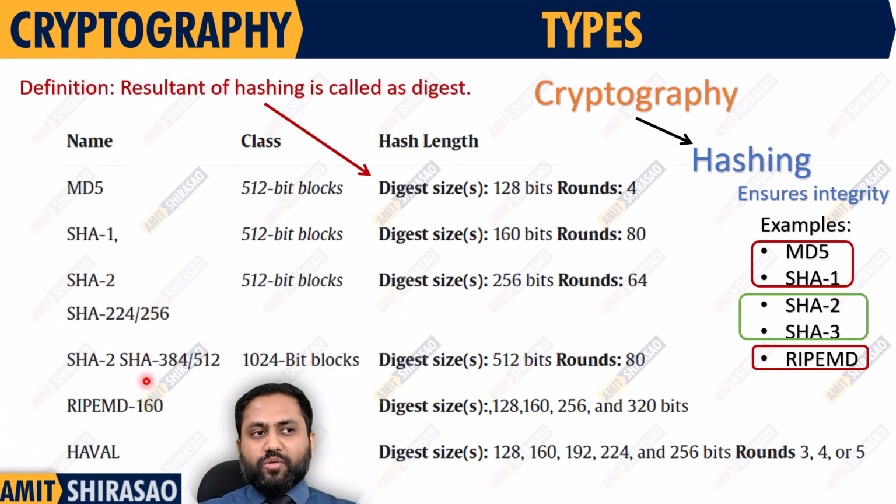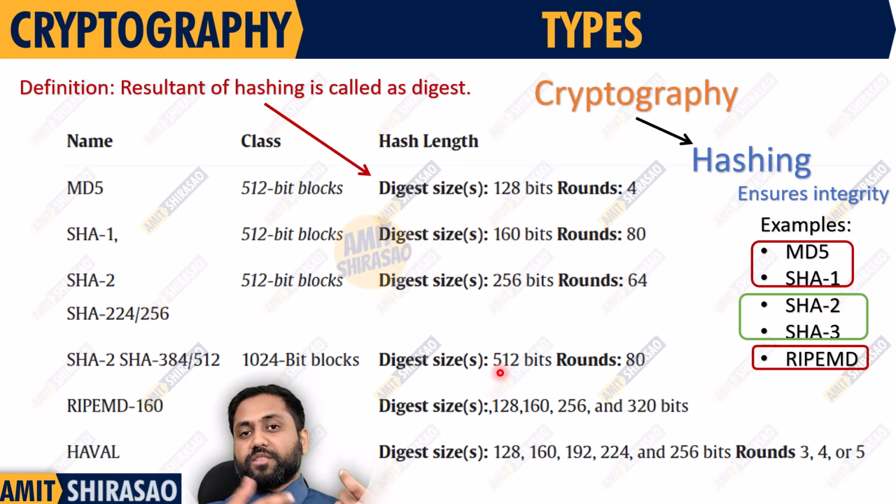So here are all the algorithms from various families, and here is the class and the hash length. So digest, I explained to you, the result of hashing is called a digest. So here how many bits of digest is there? You'll see MD5 and SHA-1, as I told you, they use only 128 and 160 bit digest. Now SHA-2 and SHA-3, you see, they use 256 or 512 bit digest, and hence they are a little better. There is lesser probability that two different messages will have the same hash.